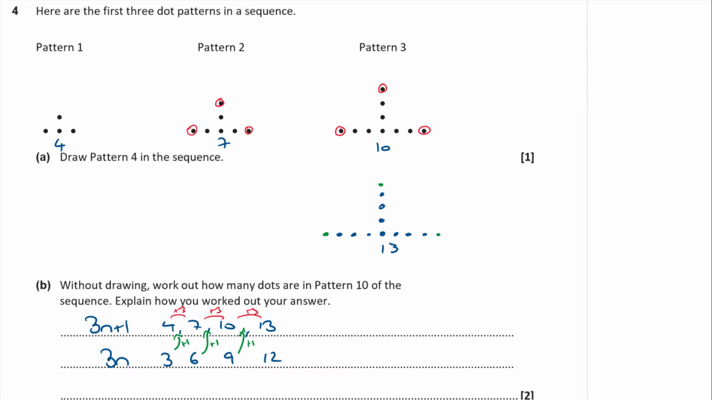So this sequence is 3n plus 1. That's the nth term. un is 3n plus 1. And what we want is u10, the 10th term. And that's going to be 3 lots of 10 plus 1. Because un, the nth term, you put n in there and then you can work out the answer. So if I want the 10th term, I put 10 in where the n is. And I just work that out, and that's going to tell me the value of the 10th term. So 3 times 10 is 30 plus 1 is 31. So there are going to be 31 little dots in the 10th term.